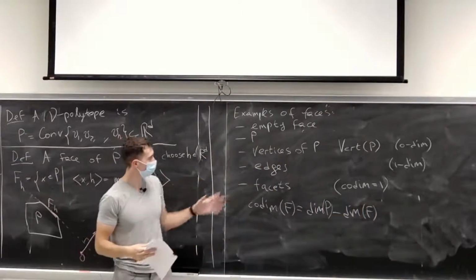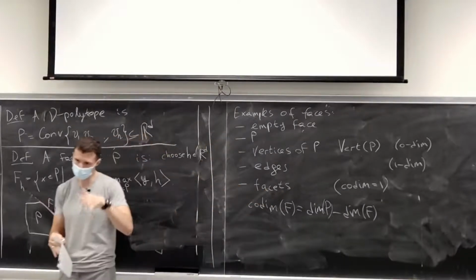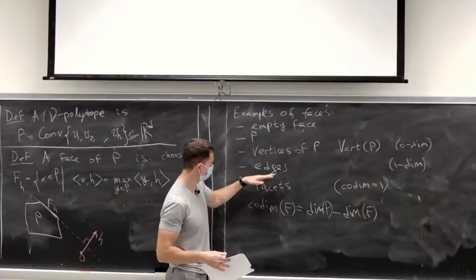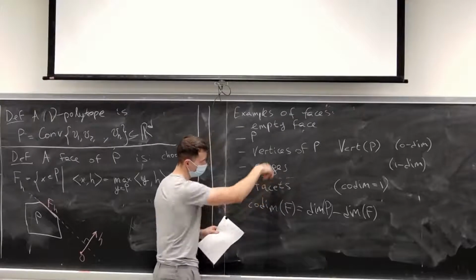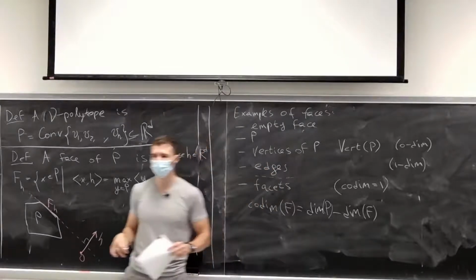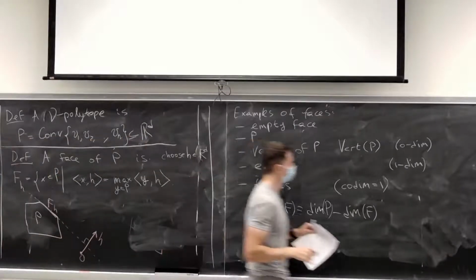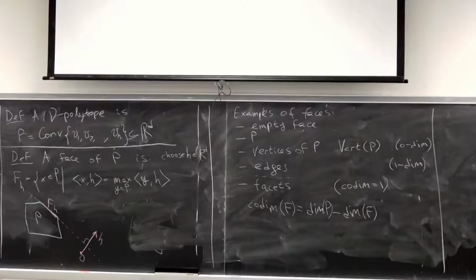So for three-dimensional polytopes, these are your honest two-dimensional faces. These are the edges, and these are the vertices. But in higher dimensions, there's a whole bunch of stuff in between. Between edges and facets, there are a lot of things in between. That's where your three-dimensional intuition sort of breaks down a little bit.